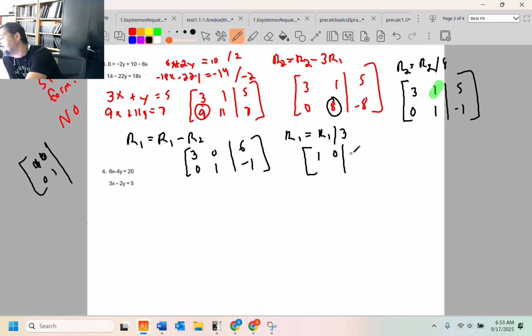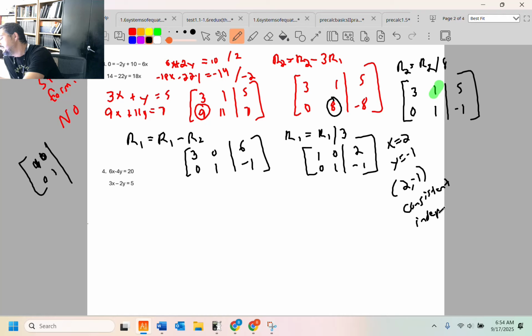1, 0, 2, 0, 1, negative 1. So what did we just learn? We learned that x is 2. We learned that y is negative 1. If we like ordered pairs, it's 2, negative 1. And this has one unique solution, so it is consistent and independent. Consistent and independent.